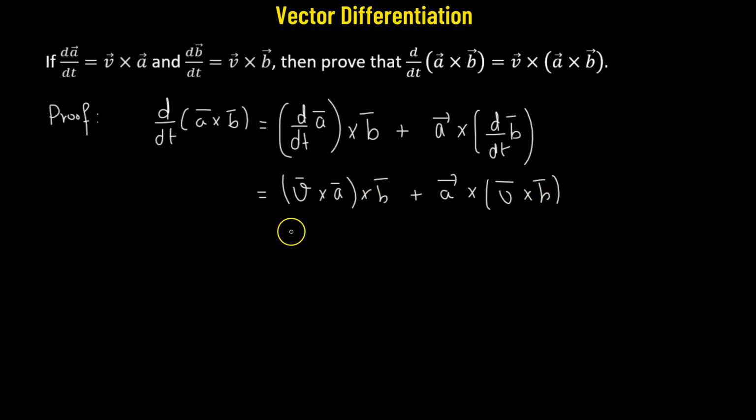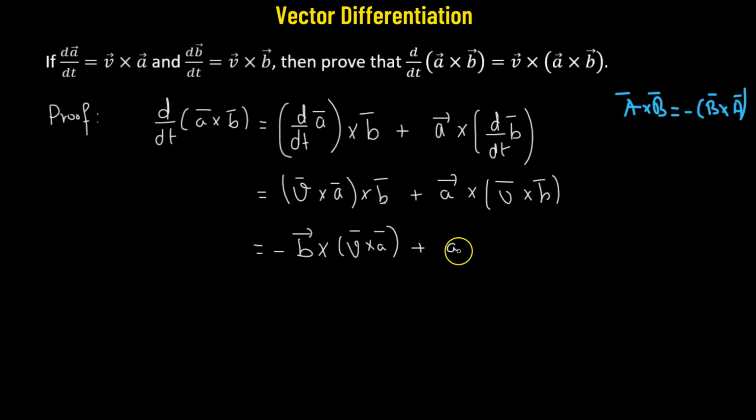So here we know that the vector cross product anti-commutes, meaning if we have A cross B, that's simply equal to negative B cross A. So using this, we can also rewrite our first term as negative B vector crossed with (v cross A), plus A vector crossed with (v cross B). Now what we have is the vector product of three vectors.